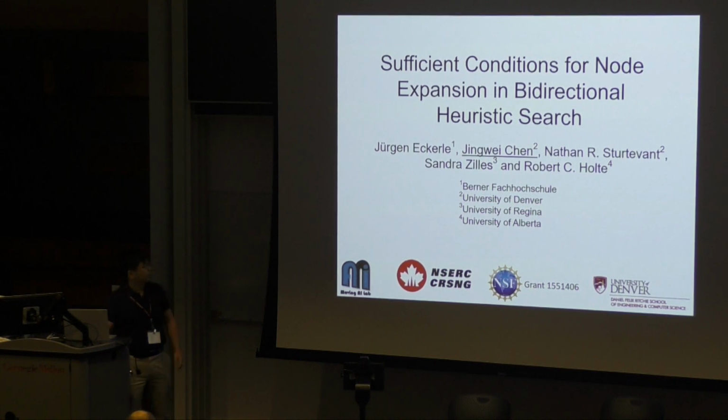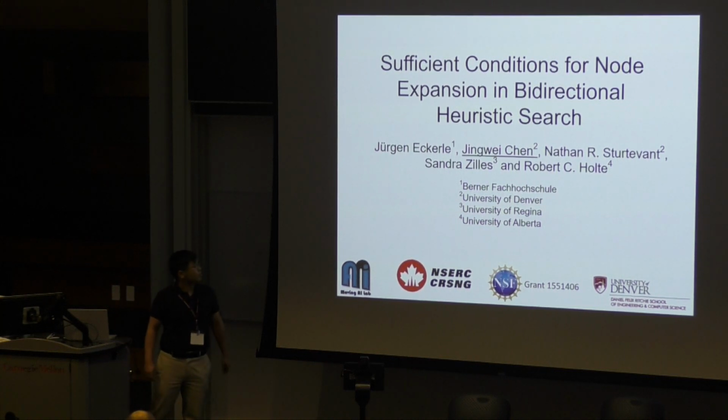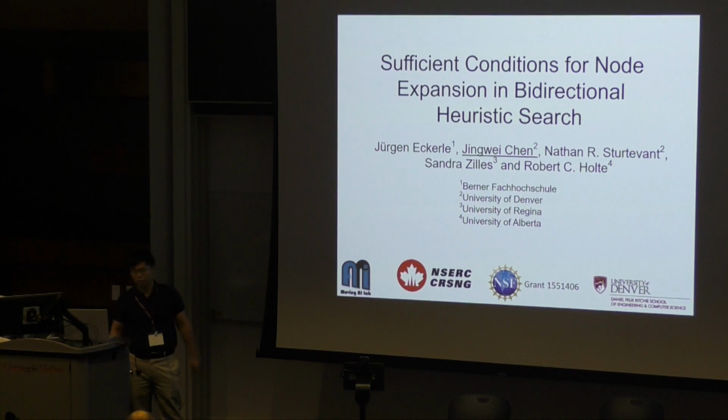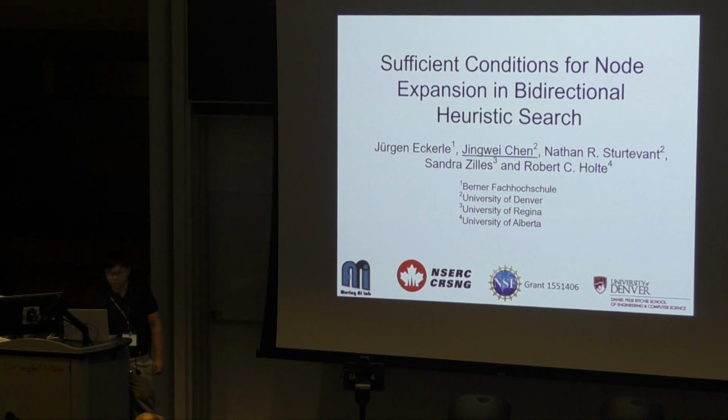So I'm Jingwei Chen. This is our joint work with my advisor, Dr. Nathan Sturtevant, Jurgen Eckerle, Sandra Zilles, and Holte. Our paper consists of two parts of one theory. The first part is for front-to-front search. The original idea for front-to-front search was proposed by Eckerle in 1994 in his thesis, but it was never published to the public.